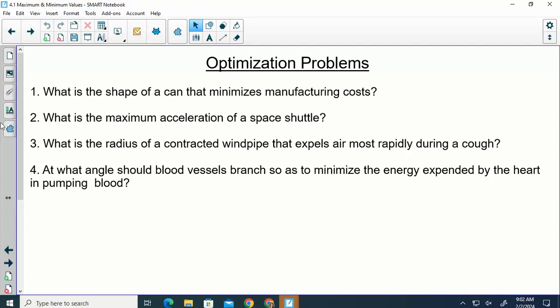But just to give you an idea why this is important: optimization, you might have to find the shape of a can to minimize manufacturing costs. Or you want the maximum acceleration of a space shuttle. Or the radius of a contracted windpipe that expels air most rapidly during a cough. Or what angle blood vessels should branch to minimize energy expended by the heart in pumping blood. So there's a lot of different applications, which is part of why calculus is required for so many different majors. You can do it in science, business, lots of different areas.